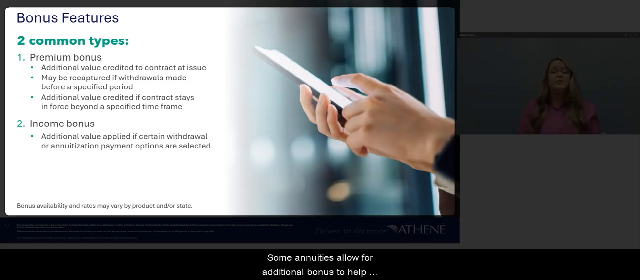Some annuities allow for additional bonus to help the growth of the annuity. A couple of examples: premium bonus, which could be a lump sum applied to the account value. For example, if your client purchases an annuity with $100,000 and the company is offering a 5% premium bonus, their account value would immediately increase to $105,000.